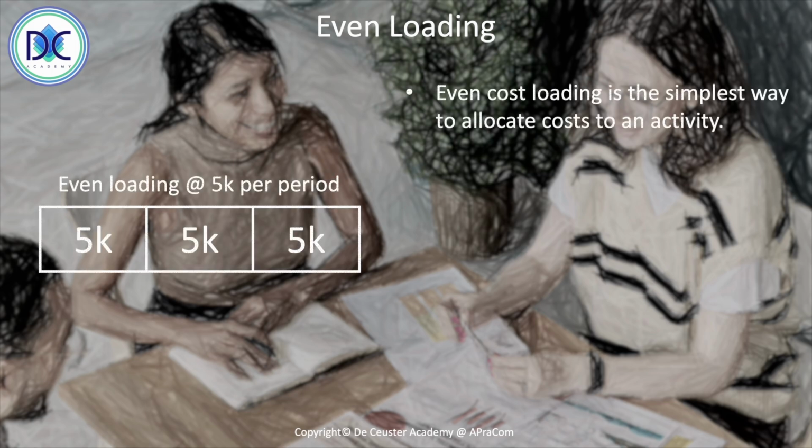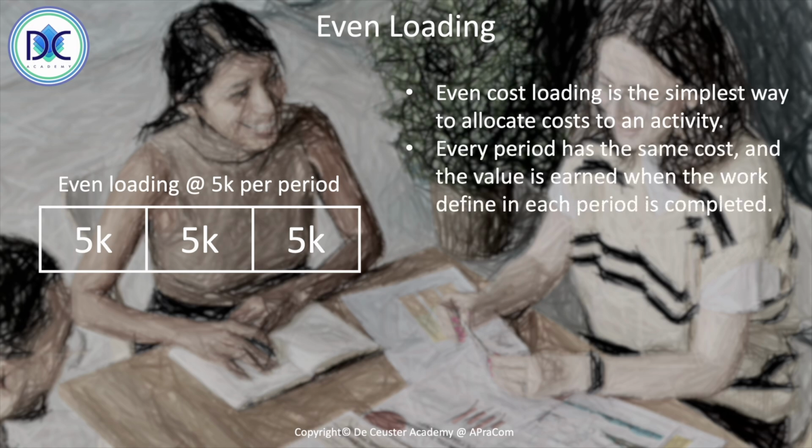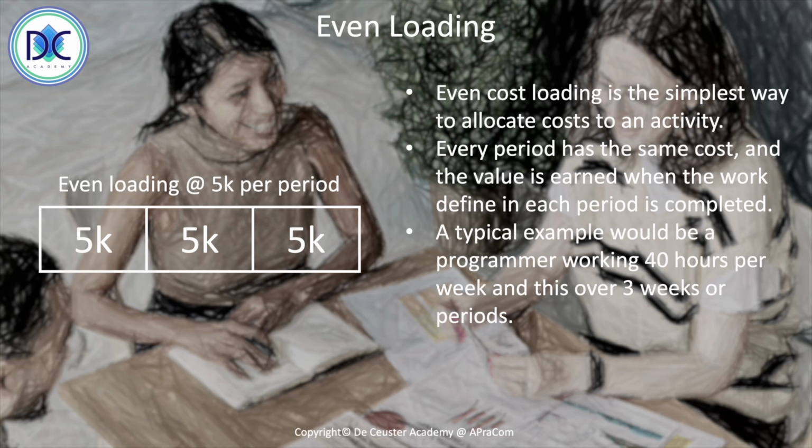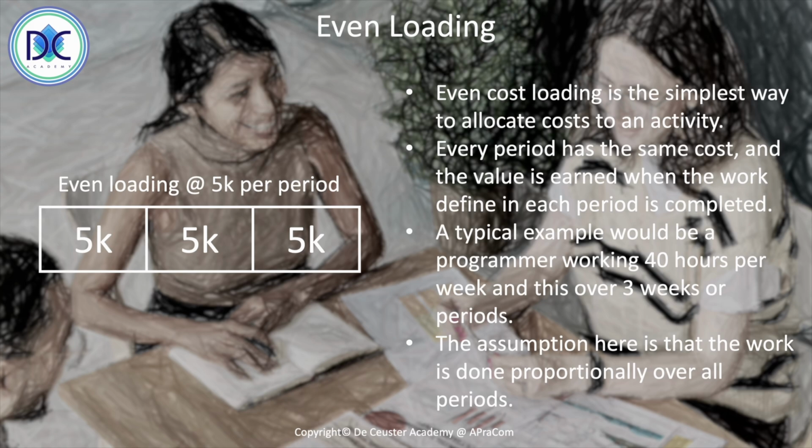A first way of dealing with this, a simple way, is what we call even loading. This is the simplest way that we can do. With even loading, every period has the same cost and the value is earned when the work defined in each period is completed. A typical example would be a programmer working 40 hours per week, over 3 weeks or periods. The assumption here is that the work is done proportionally over all the periods. So every period that person is working the same amount of time, or the totality of all the efforts adds up to the same amount for every period.